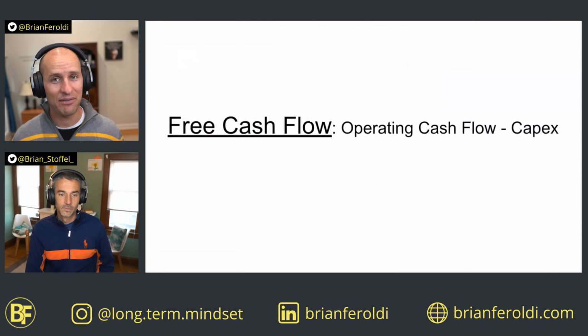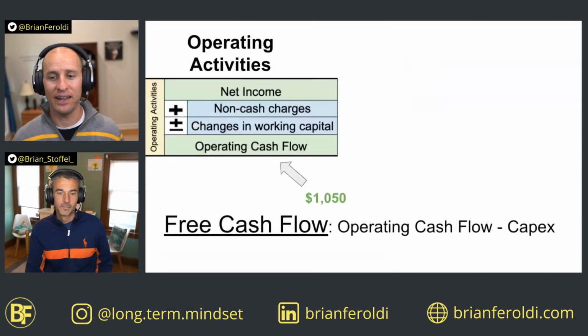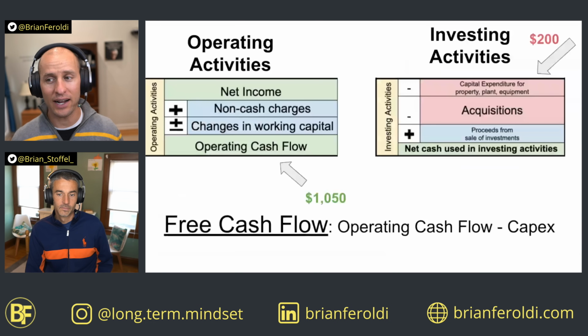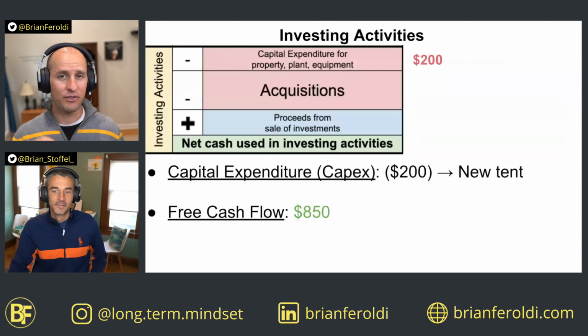So now we have enough data to show your free cash flow for the period. So again, we look at operating cash flow, which was positive $1,050. Subtract that $200 in capital expenditures that you spent on the tent. So that gives us a free cash flow of the period of $850.